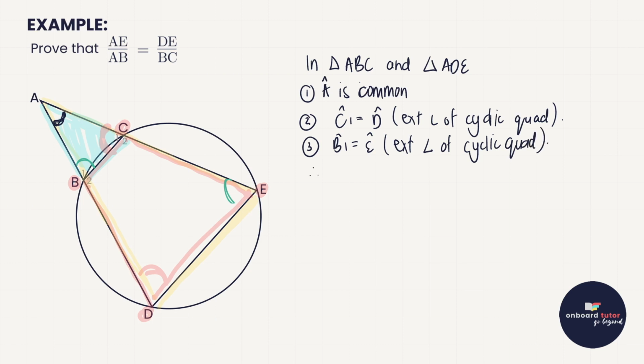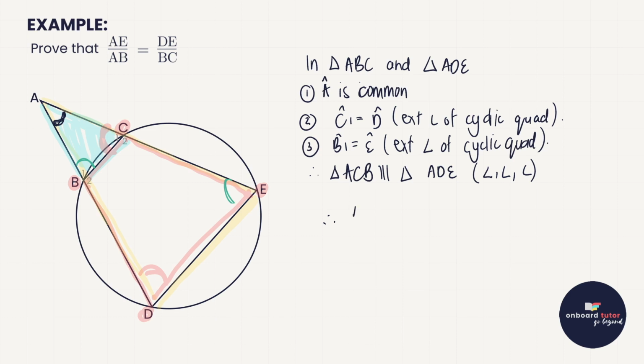And so therefore, now they are similar and the order is so important. I'm going to say triangle ACB is similar to triangle ADE. Do you see why I had to write the blue triangle first? Because otherwise this is not going to work. Reason: angle, angle, angle.